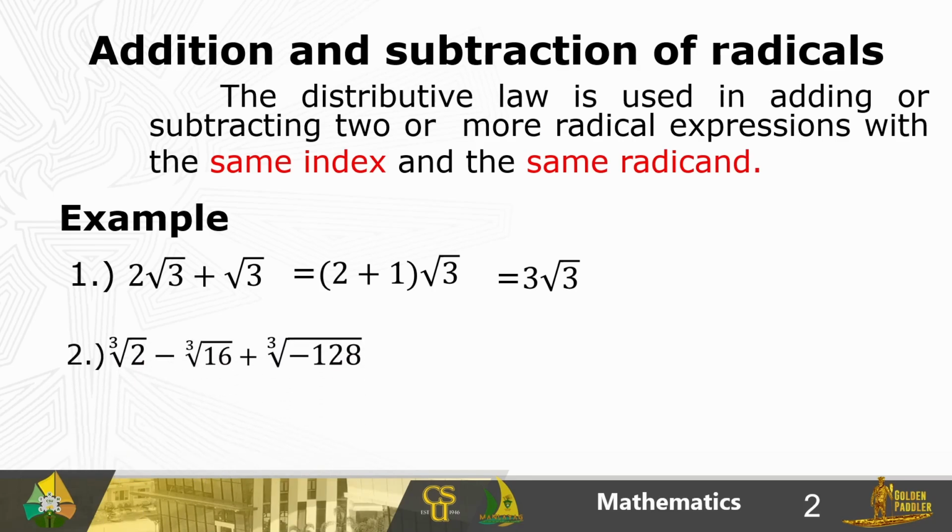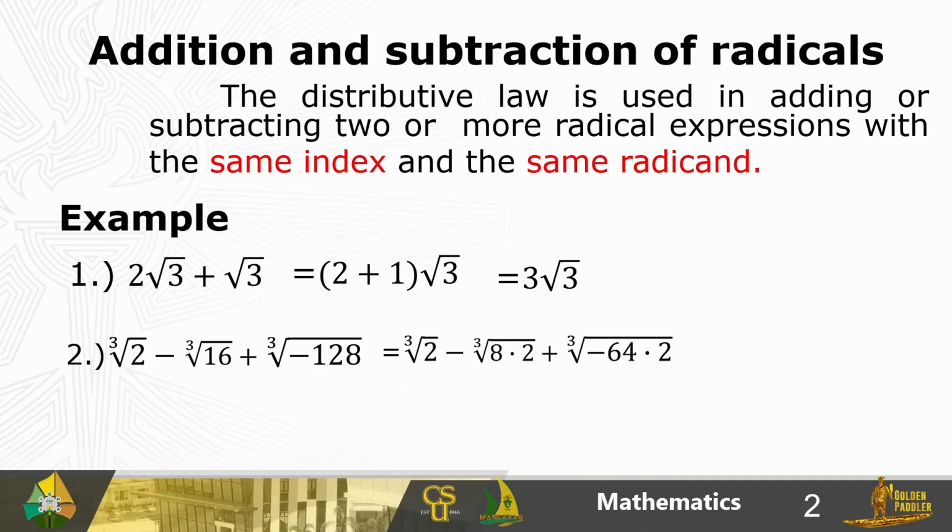Another example: we have cube root of 2 minus cube root of 16 plus cube root of negative 128. As you observe, we only have the same index for this example, but we don't have the same radicand. So we have to expand some of the radicals in order to have the same radicand. We don't have a problem with the index because it's the same, which is 3.